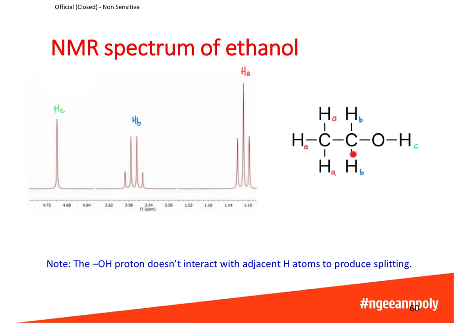If we compare the HB protons to the HA protons, the HB protons are bonded to a carbon atom that's next to the electronegative oxygen. So the HB protons would have their electrons pulled a little bit further away from them, therefore they are more deshielded and they will appear more downfield. In comparison, HA atoms are further away from the oxygen atom, so they are less deshielded and they will appear more upfield compared to the HB atoms.